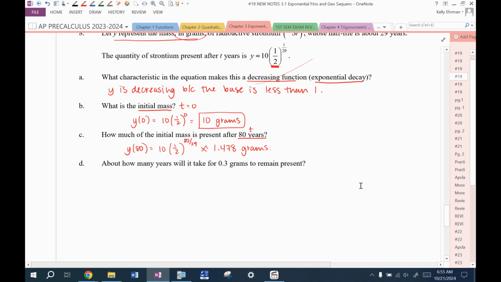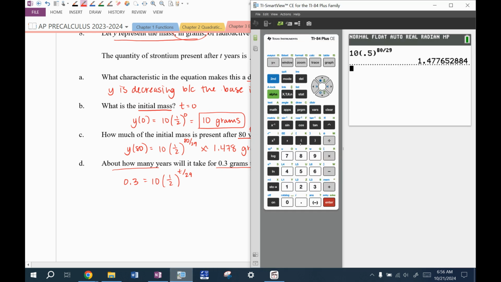Now, we will talk about how to solve exponential equations, but for this one, how many years will it take for 0.3 grams to be present? So we're saying set your equation equal to 0.3 and solve. I don't want you to solve this algebraically. I mean, I guess if you know how, you can, but I want you to solve by graphing. That's an important skill that we need for our AP exam. The reason people avoid solving by graphing is because they can't always see the graph. So use the previous question to help you figure out the window.